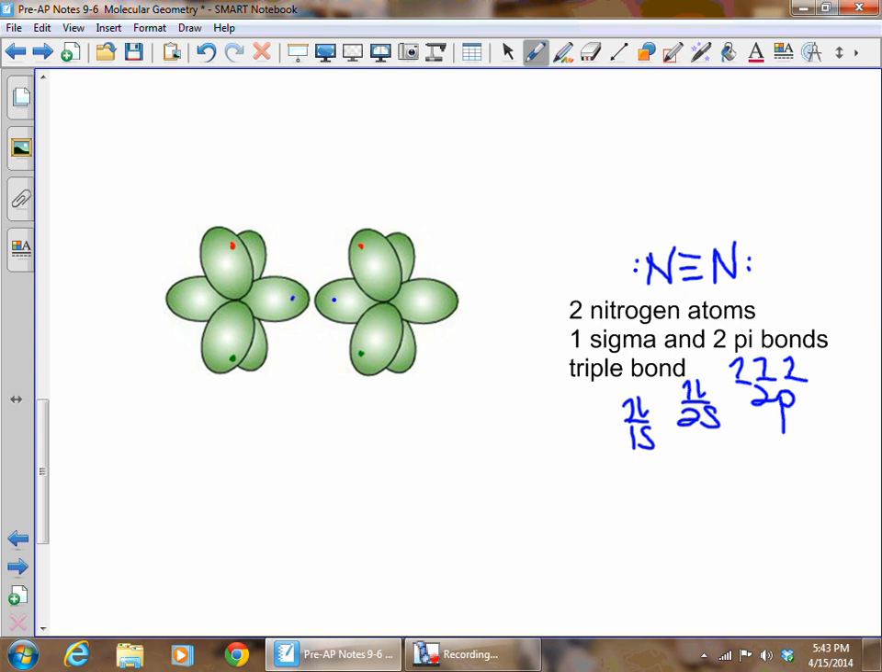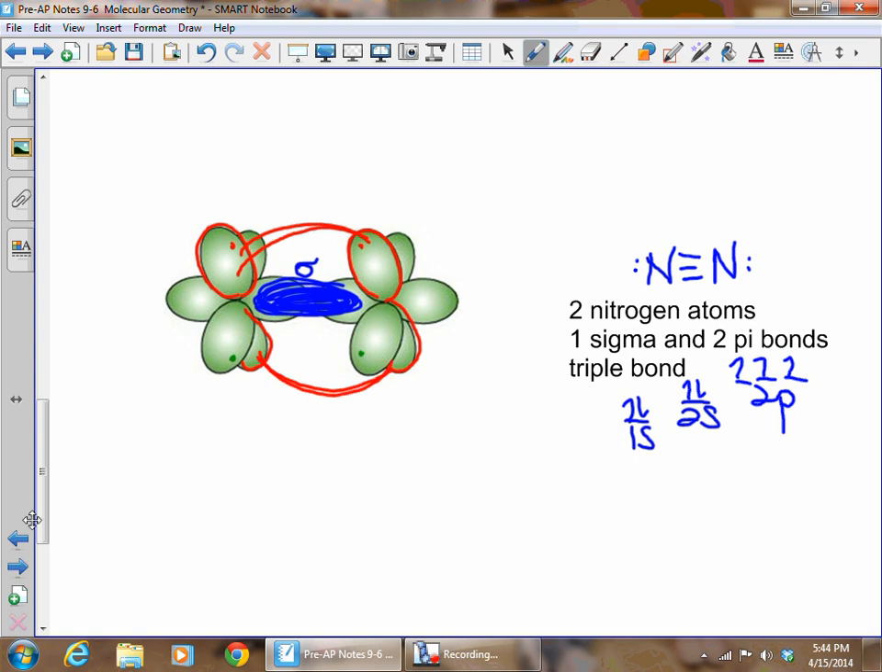So again, keep in mind, we'll get this sigma bond forming first. That's always going to happen first. So there's a sigma. And now we're going to be blending side to side. That sigma was head to head. That blue sigma bond is head to head. Now we're going to be blending these two side to side orbitals into a pi bond.